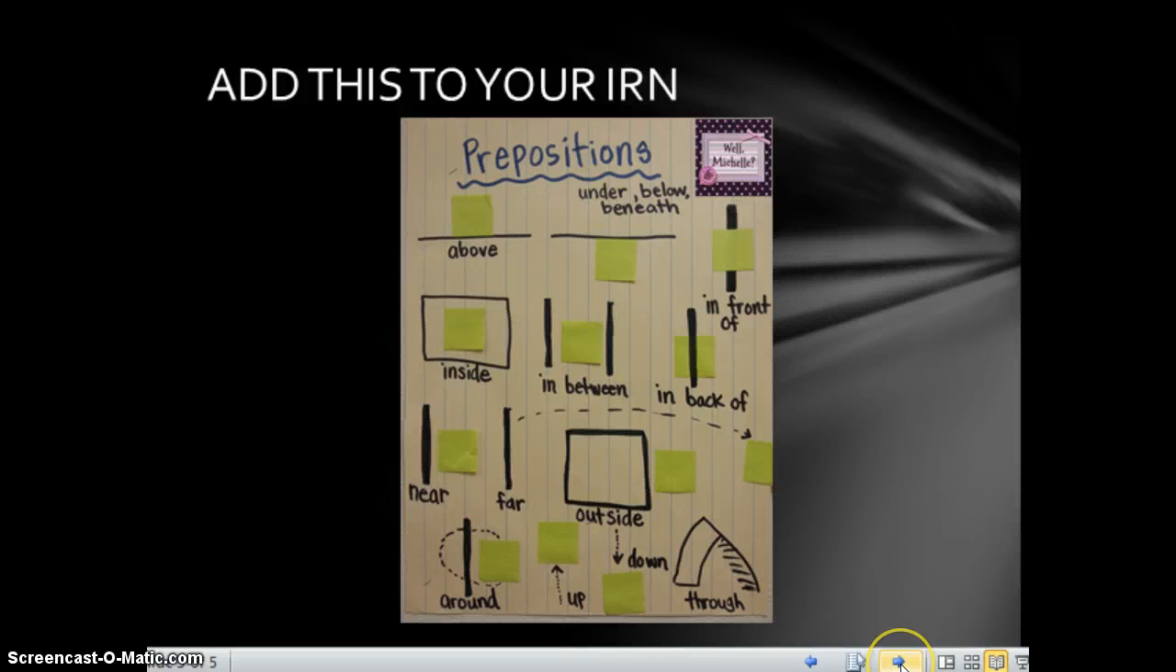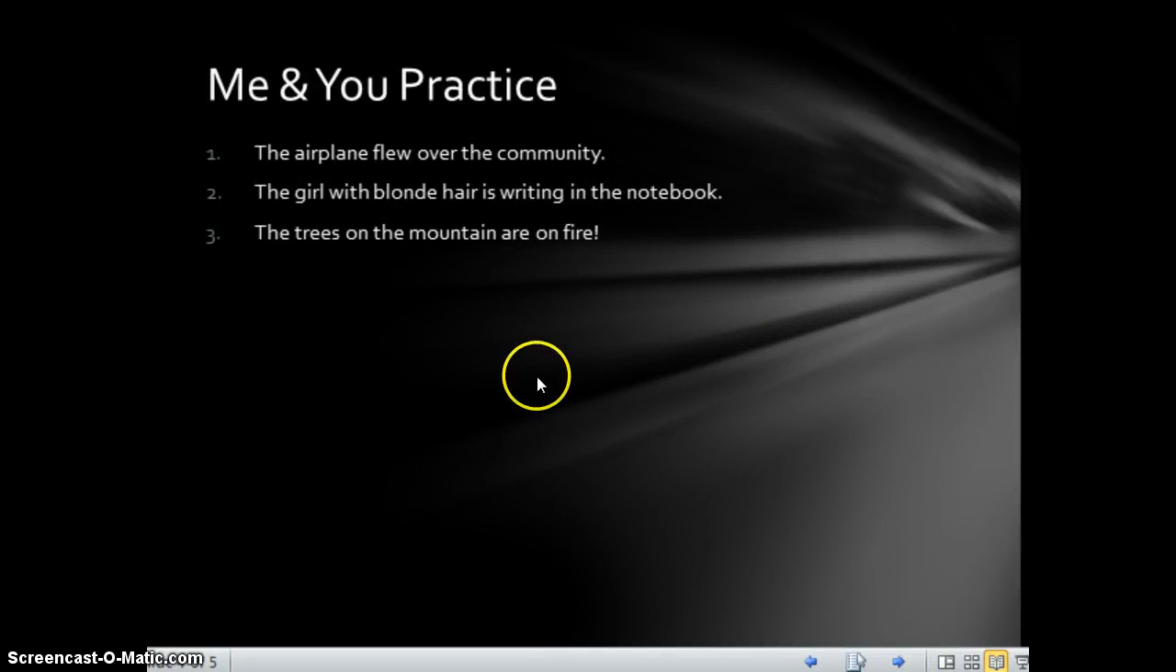Now we're going to practice. Again, remember you don't have to write these down, you just have to pay attention so you can figure out what prepositions are. Number one is the airplane flew over the community. So, based on this sentence, I'm trying to connect airplane to the rest of the sentence. And over is the preposition that connects airplane to community.